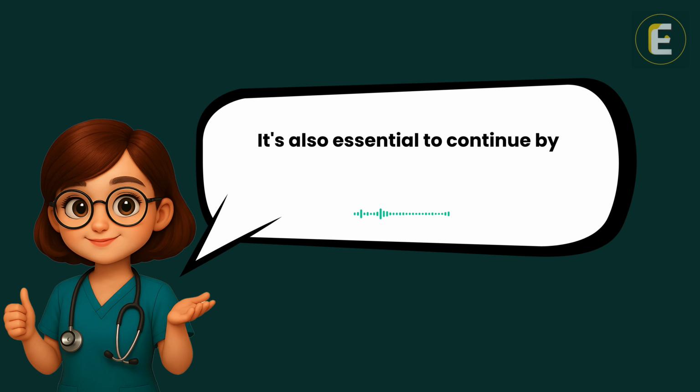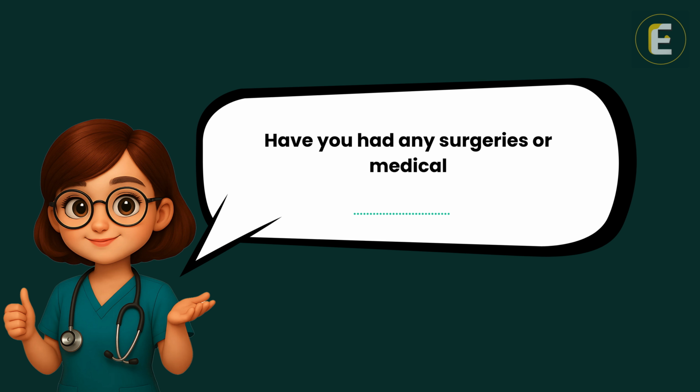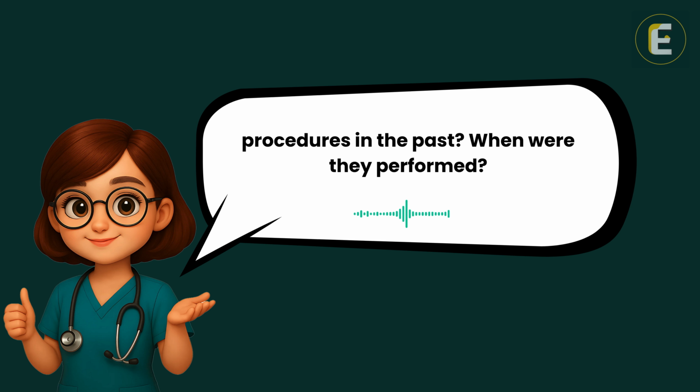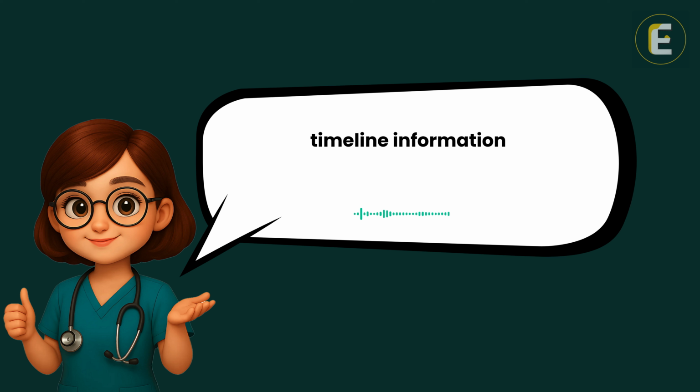It's also essential to continue by reviewing surgical history, which identifies previous interventions. For example, have you had any surgeries or medical procedures in the past? When were they performed? Here, asking when were they performed provides important timeline information that can affect current care decisions.